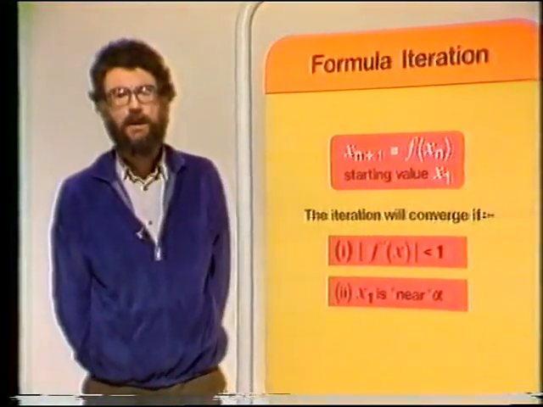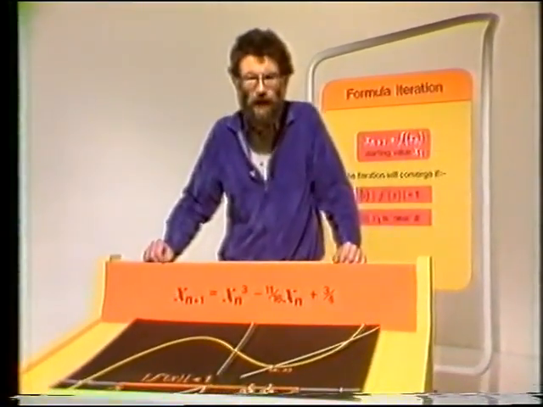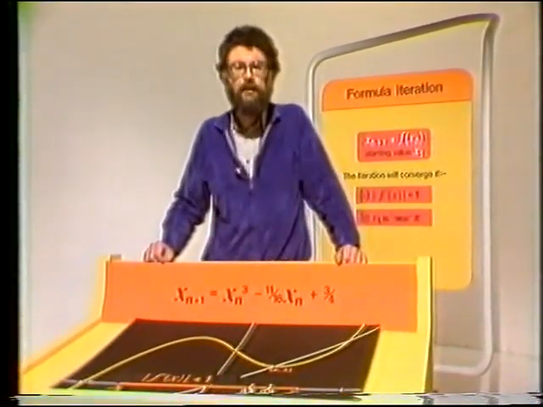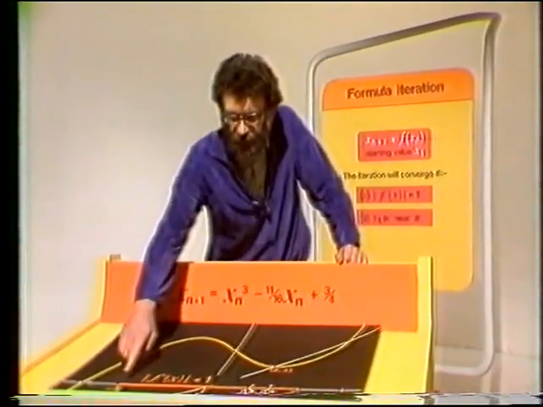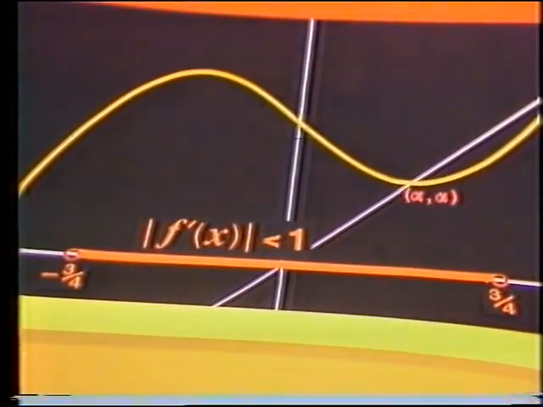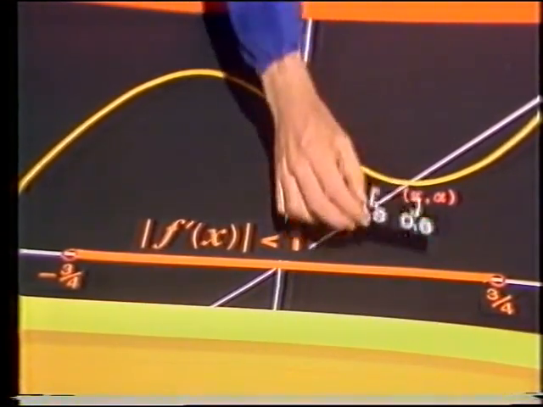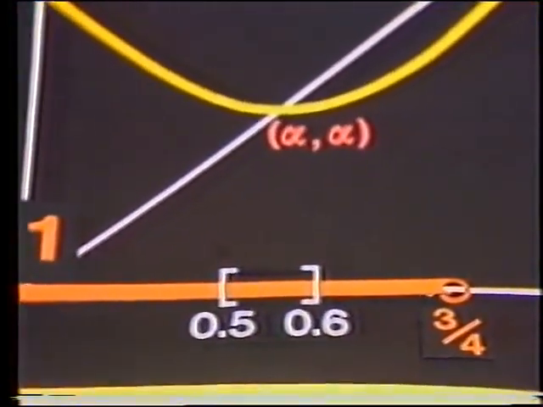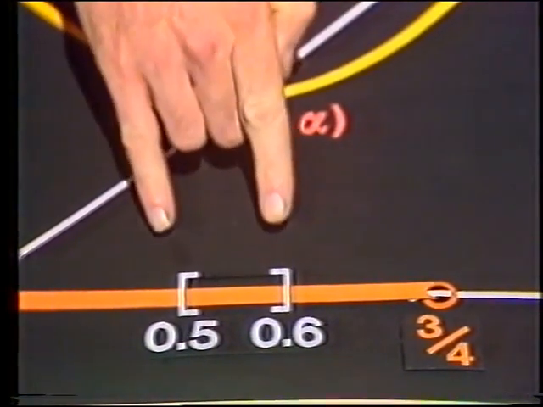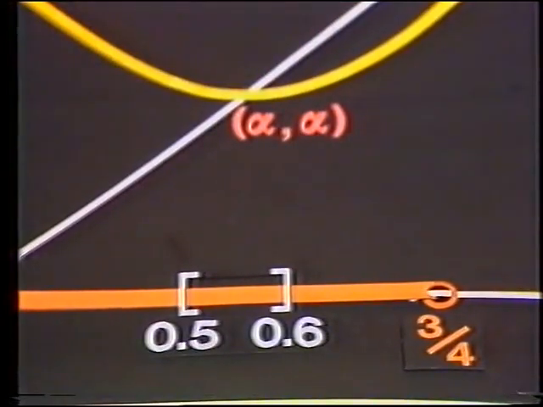So let's finish by going back to our problem from the start of the program. Can I pick a starting value that I can guarantee convergence for? Now, I know that the first condition is satisfied between -3/4 and 3/4. And from the graph, I can see also that I have a solution somewhere around here, between about 0.5 and 0.6. So let's test to see if any starting value in this interval will give me a convergent sequence. Do I have enough elbow room on either side?